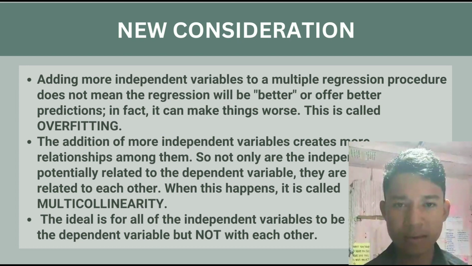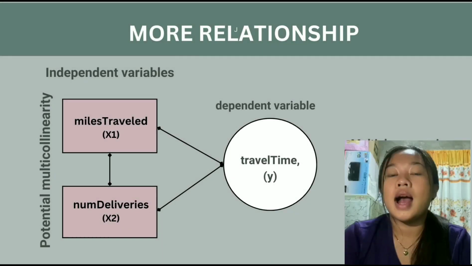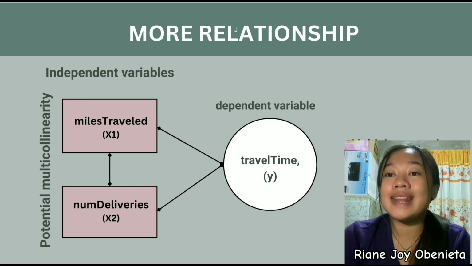And just keep in mind that the idea is for the independent variables to be correlated with the dependent variable but not with each other. Because of multicollinearity and overfitting, there is a fair amount of prep work to do before conducting multiple regression analysis. As we talked about before, adding more independent variables creates more relationships among all the variables. So we have this many-to-one relationship.